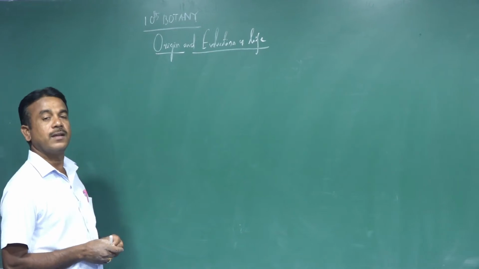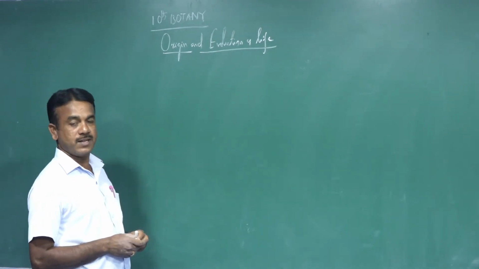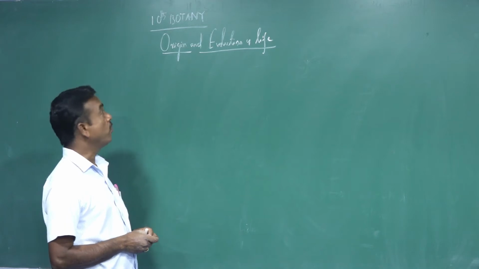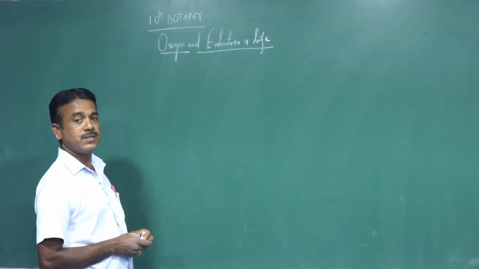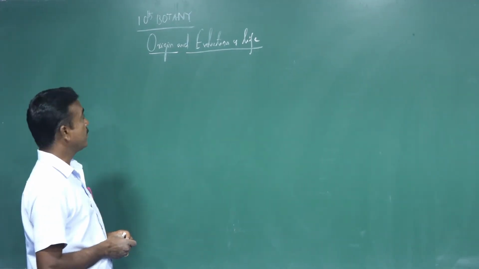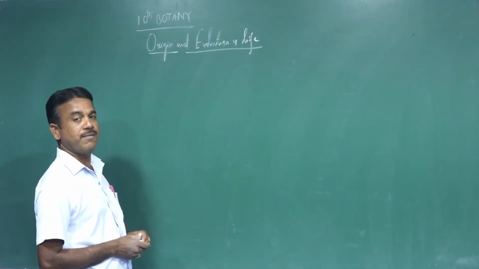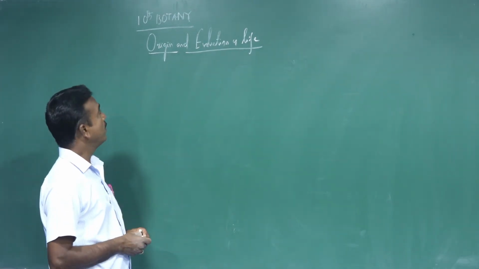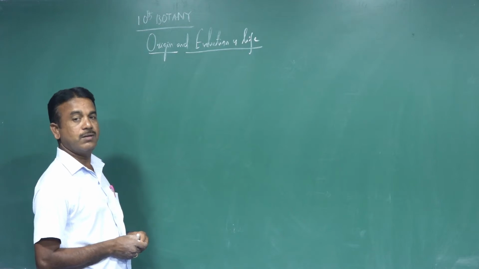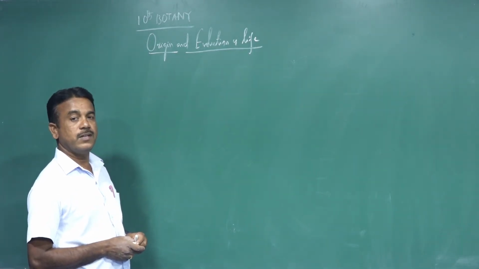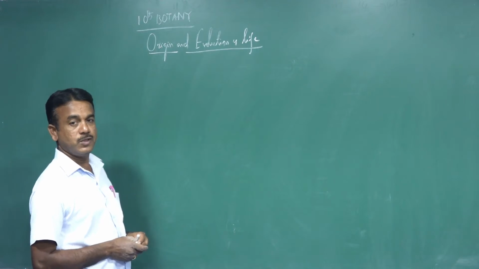Today is 10th botany, but it is a class for 9th students. The subject is botany. The topic is namely called origin and evolution of life. What are the definitions of origin and evolution? Origin means where any one of the organisms must have developed.